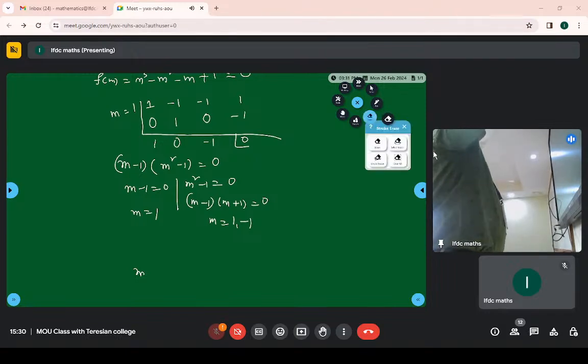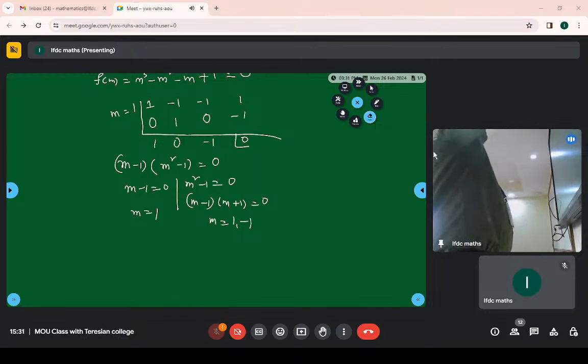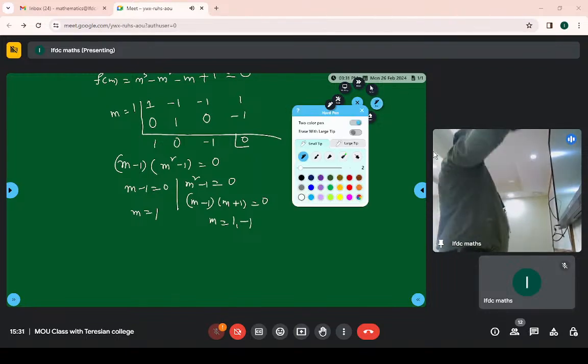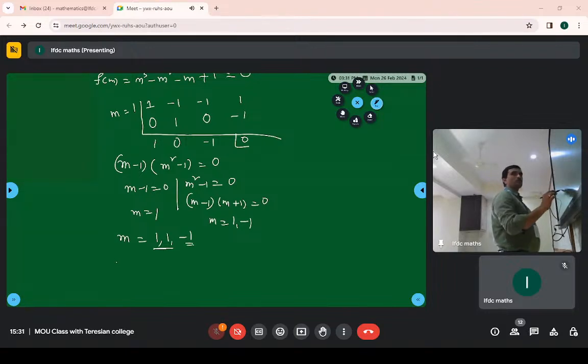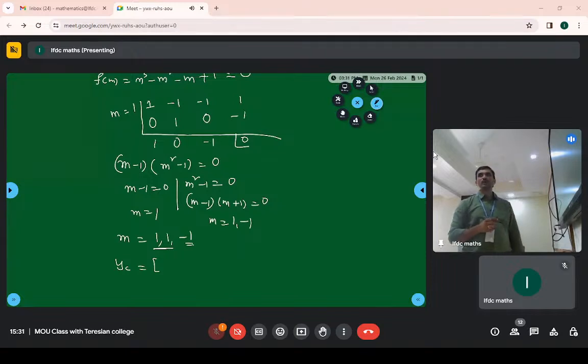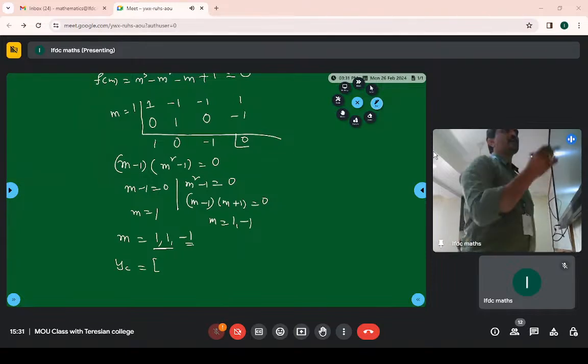We got 3 roots, of which 2 roots are the same and one is distinct. Can anyone tell me which formula to write? My roots are m is equal to 1, 1, minus 1. 2 equal roots, 1 different root. What is the yC formula? The complementary function formula, when equal roots come.